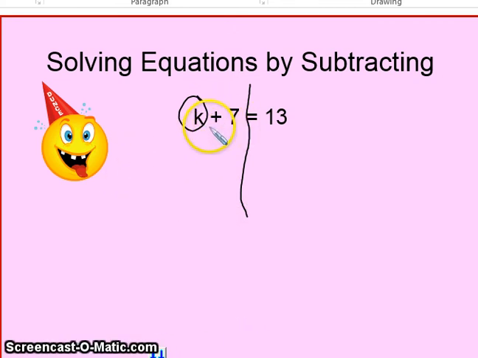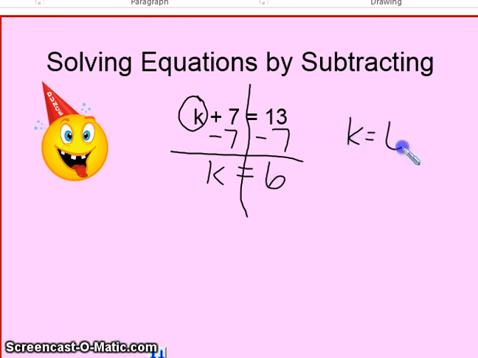Now I want to get rid of this plus 7 so that k is by itself and I have k equals a number. The opposite of addition is subtraction. So I'm going to subtract 7. If I do that to the left side of the equation, I have to do it to the right side. Positive 7 minus 7 gives me 0. So on this side I just have k, or k plus 0. That's still an equal sign. And 13 minus 7 is 6. So the solution I have here is k equals 6.